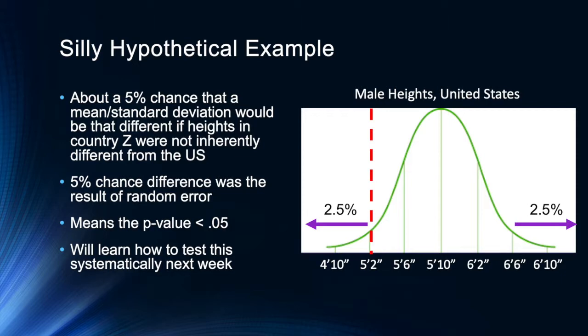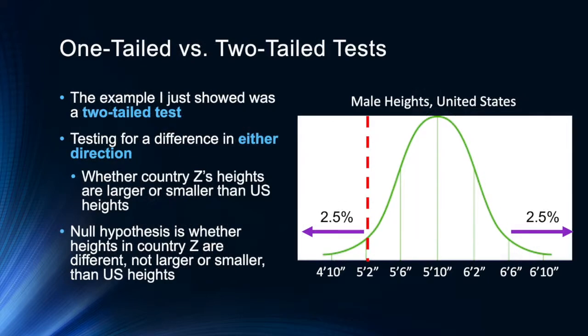So if the difference is 2 standard deviations away, that means there's a p-value of 0.05. And that's the cutoff that you're most of the time looking for. And we'll learn how to systematically check that instead of eyeballing it next week. Okay, so are there any questions about that?